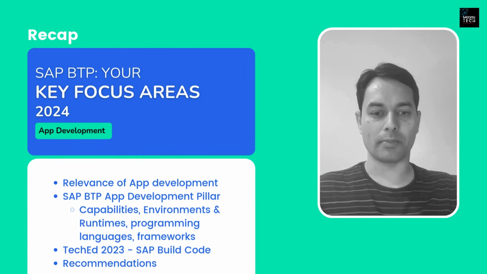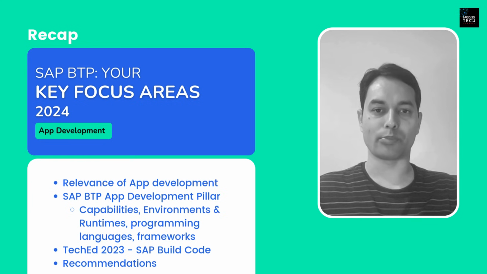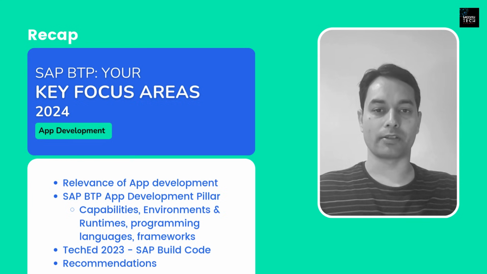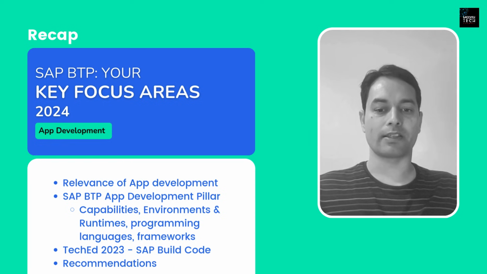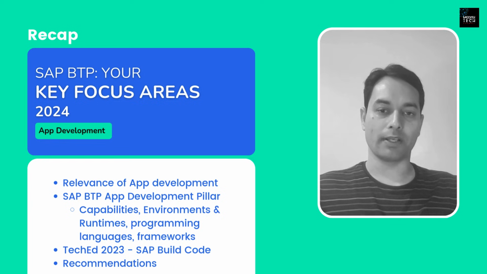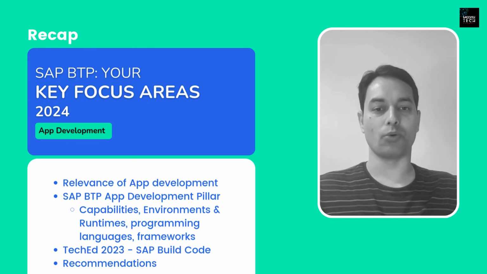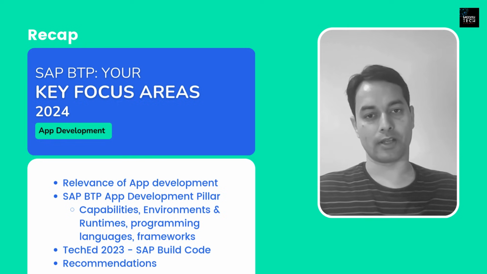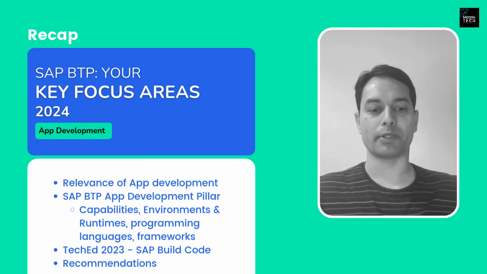In the application development episode, we looked at why application development is important and what is the relationship between your company's growth and the innovation which we are doing right now, which is essential. And then we moved to the SAP BTP pillar. We talked about the capabilities, environments, programming languages, runtimes, and even the framework of the applications, how we build it. Then we moved to SAP TechEd 2023 announcements, and we saw how SAP Build Code would be coming very soon, and it'll change how we develop applications. And lastly, we had some recommendations on the episode specific to the SAP BTP application development pillar.